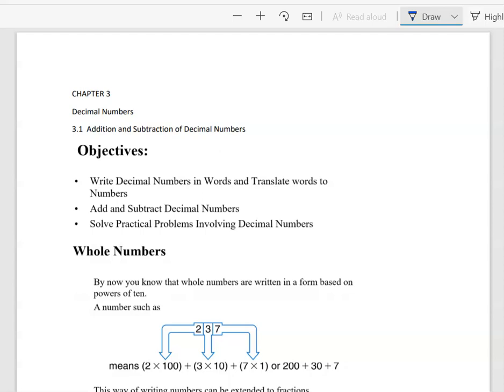Okay, let's talk about Chapter 3, Section 1. So we're basically delving into decimals. We're going to be able to write decimal numbers in words and translate words into numbers, add and subtract decimal numbers, and solve practical problems involving decimals.